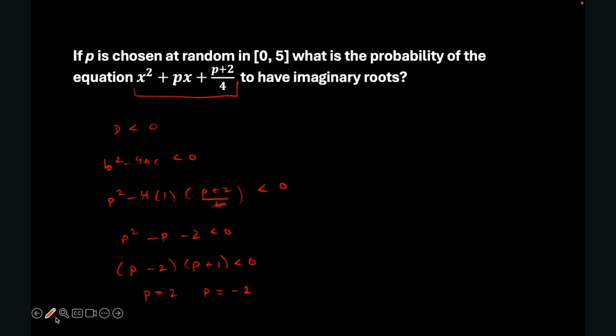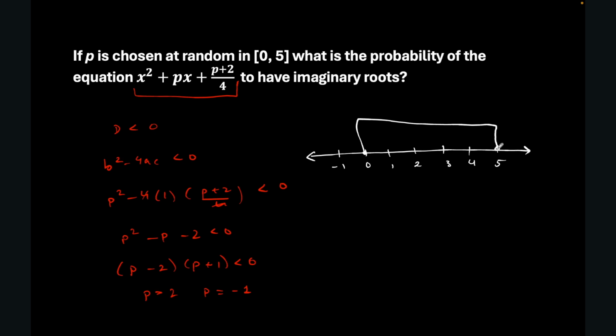Okay, so let me draw a number line. I'm going to draw it in white. I'm told that p can be between 0 and 5. So let's take this to be negative 1, 0, 1, 2, 3, 4, 5. My allocated area which I can work under, or the length that I can work under, is this. Now my solution is coming between minus 1 and 2.